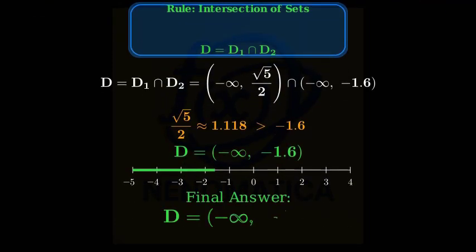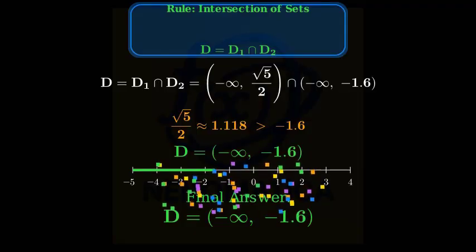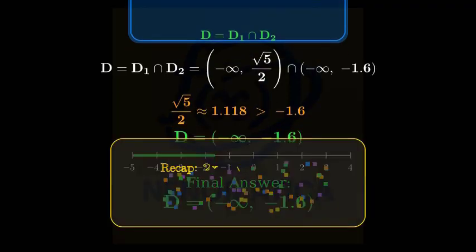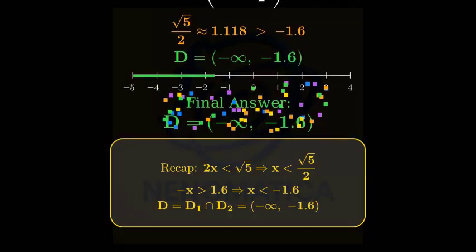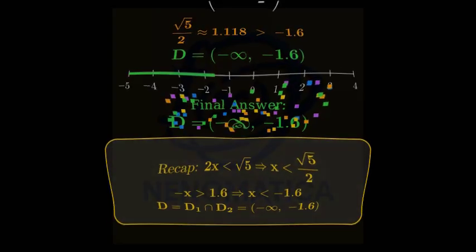Final answer: D equals open interval from negative infinity to negative 1.6. Summary: we solved two inequalities in the exact order of the reference steps, found D1 and D2, and intersected the sets to get the final solution.